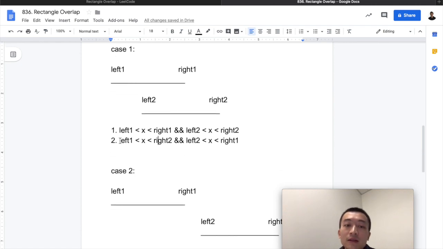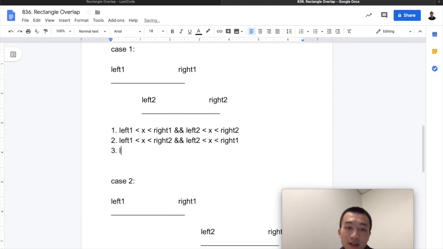So what can we derive from the second condition? What we're going to get is left 1 must be smaller than right 2, right? Left 1 must be smaller than right 2. So we take the x out of this picture. The same, we can take the x out of this picture as well. Left 2 must be smaller than right 1. Otherwise, there is no chance that these two segments are going to overlap, right?